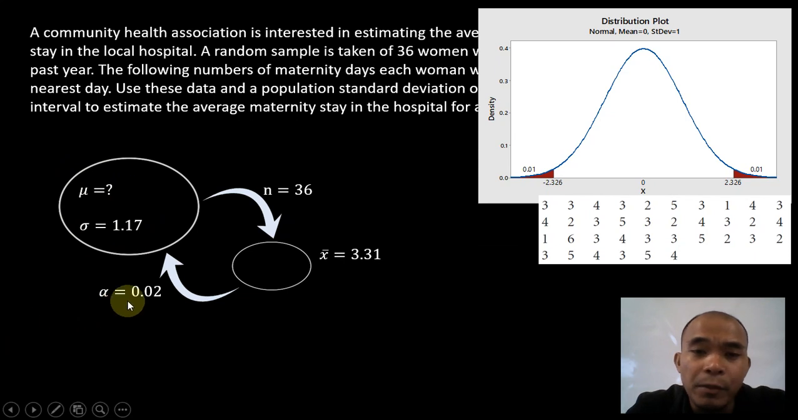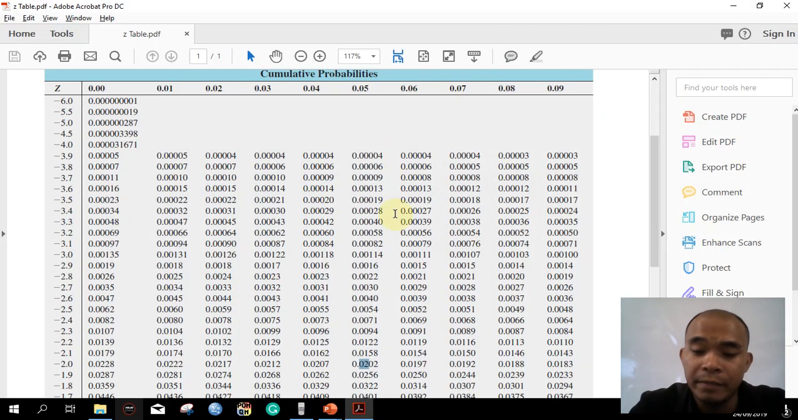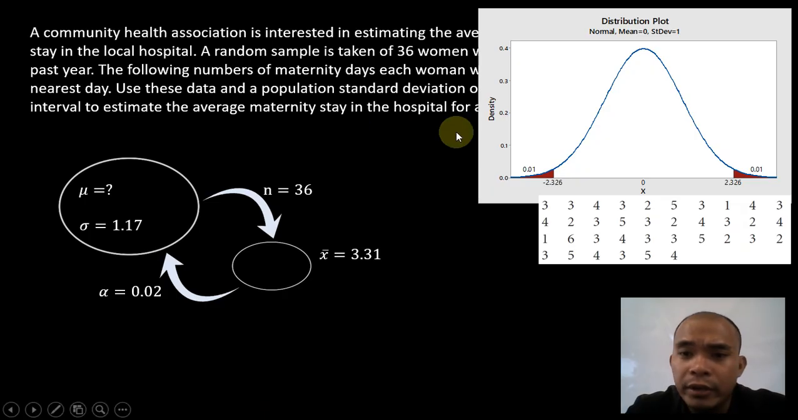That's 0.02. Again, in a confidence level, we have to divide this by 2. That is why the value here is 0.01, and the value here is also 0.01. And then we have to take a look at the z-table, because this problem is talking about the z-score. So 0.01. Let me pause and find the 0.01. Okay, the value here is this one. We can approximate this one, the 0.01, so that is negative 2.32. If we take a look at our distribution plot here, approximately negative 2.32.